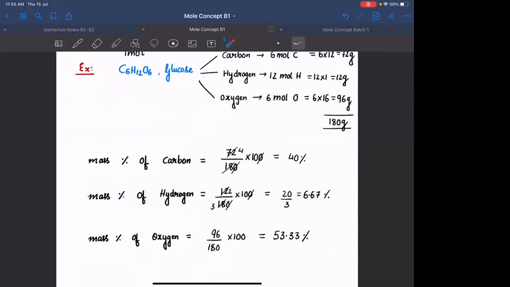Okay. So in the last lecture we have seen the mass percentage of carbon, hydrogen and oxygen in glucose, and that came out to be: carbon's mass percentage 40, hydrogen 6.67, oxygen 53.33.